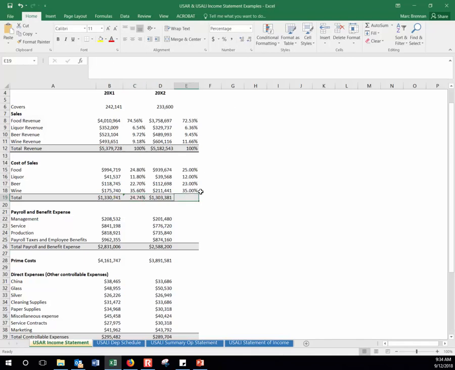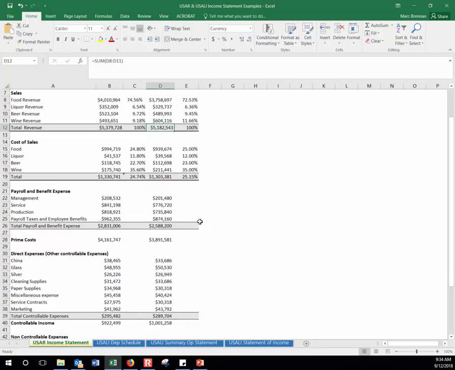25%, but really 24.74. And then we would divide our total cost of sales by our total revenue. So our total cost of sales is slightly higher in 2012 than 2011. Total cost of sales in 2012 represented 24.74% of total revenue. In 2012, it's 25.15% of total revenue. Okay, and that's how you would read and understand that.